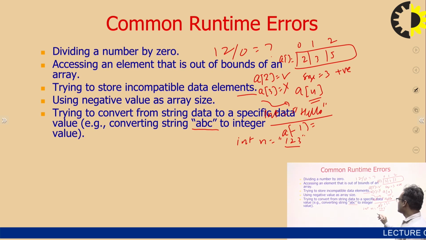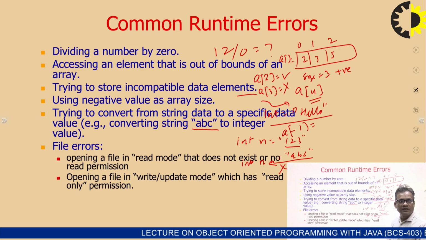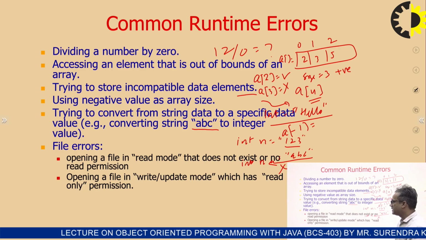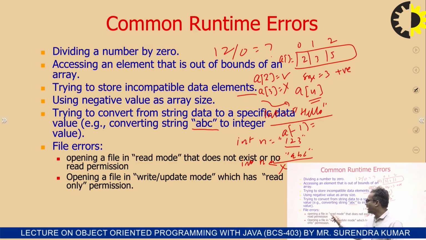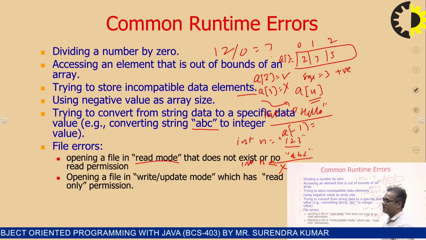But if you are converting ABC, it will not be converted to an integer n. So this kind of error also comes under this category. There is one more kind of error, that is file errors. That means opening a file in read mode that doesn't exist, or where you have no read permission.